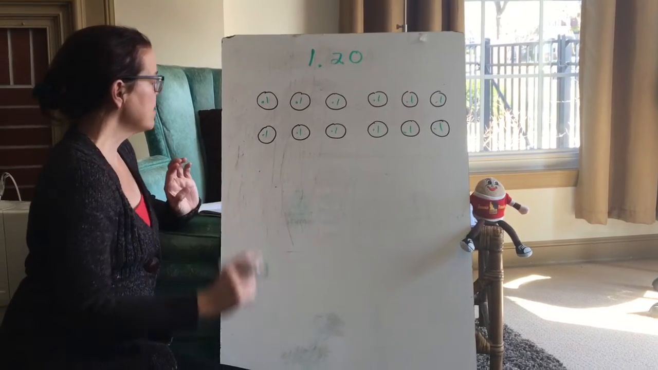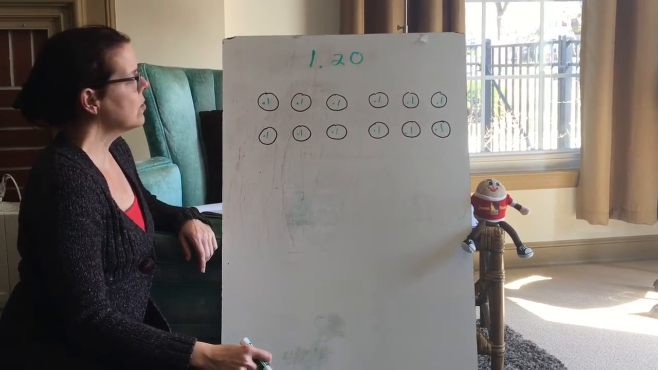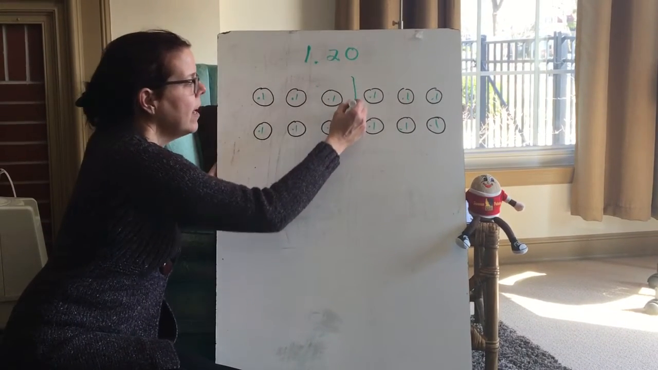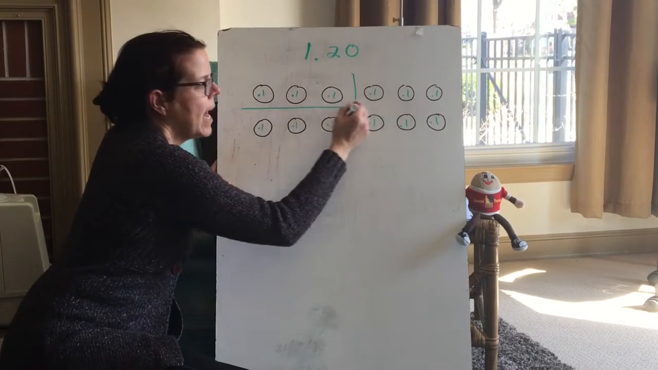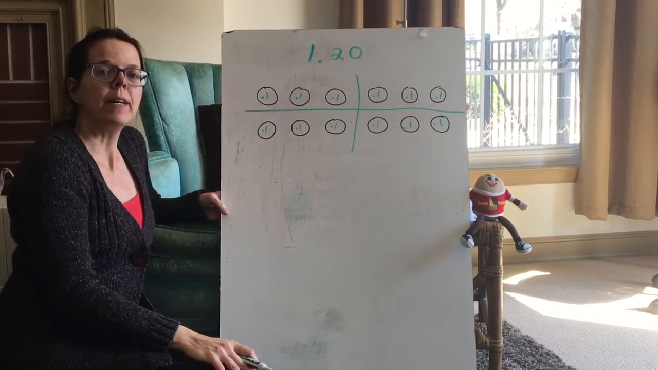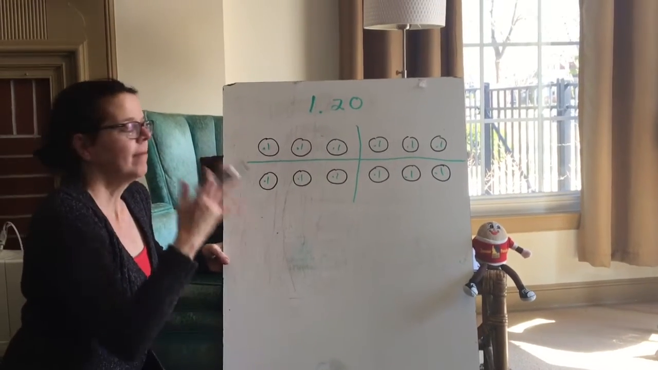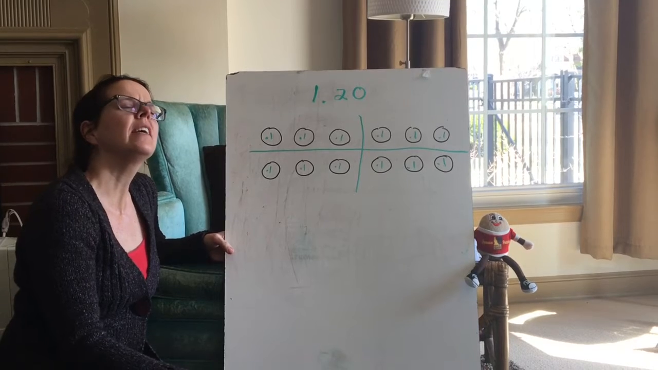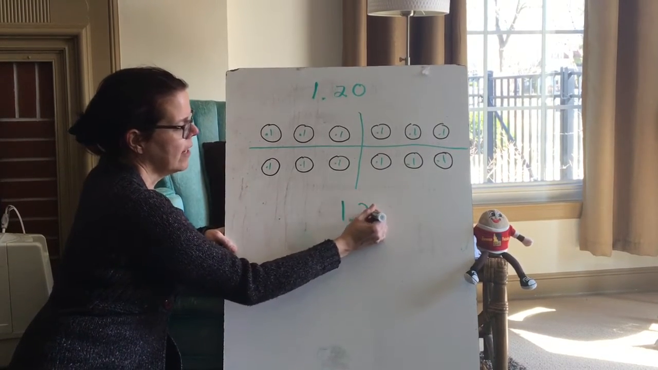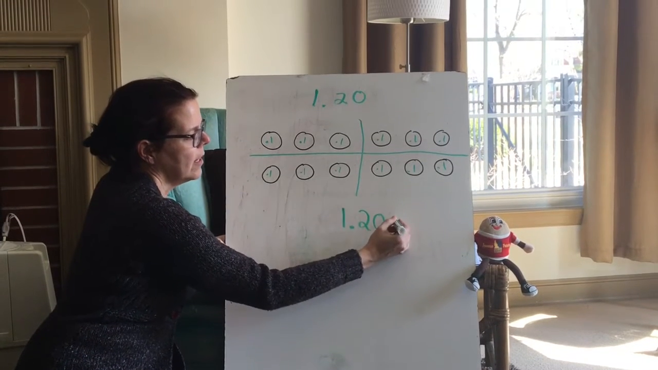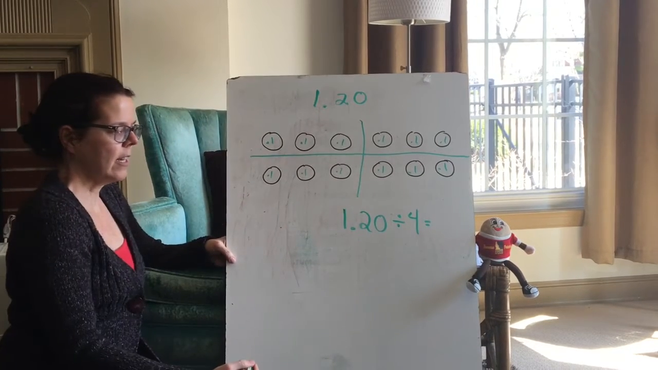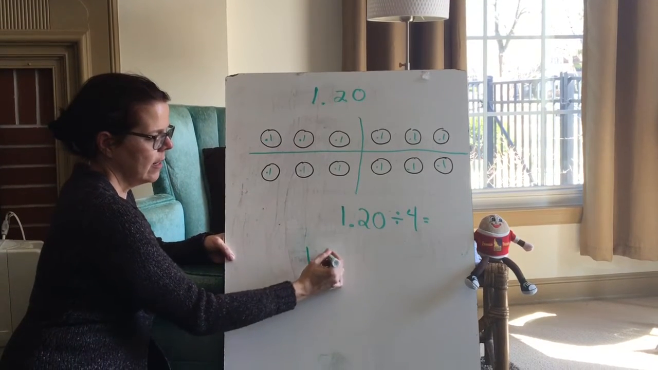So what if I said divide this $1.20 by 4? So divide it by 4 means divide it into 4 groups. How much would be in one group? I know you're sitting there saying, Mrs. Bodine, this is so easy. Yes, well, you're getting the hang of it now. So $1.20 divided by 4. This is one way we can write it. We could also write it this way.